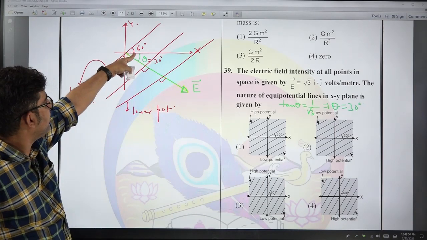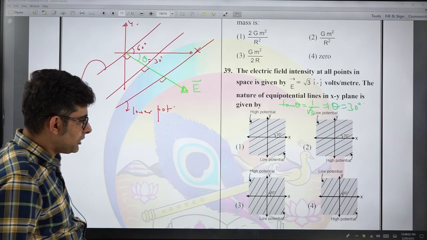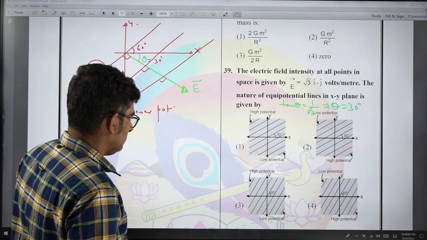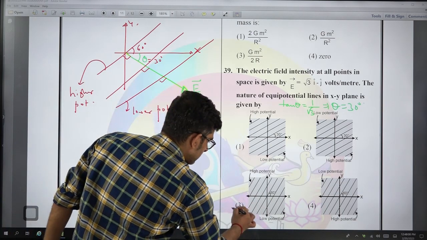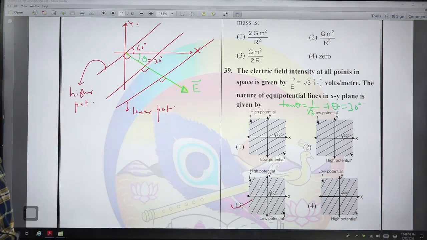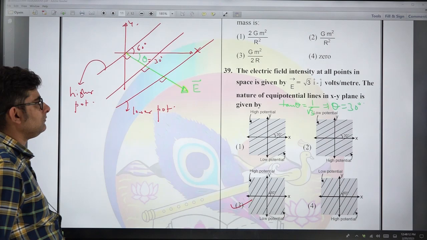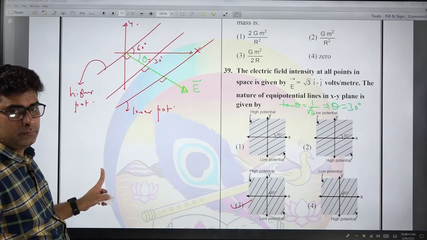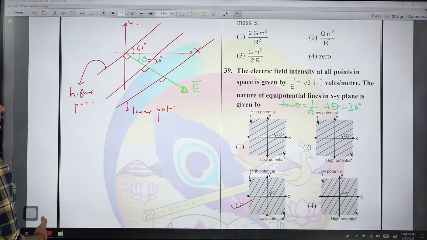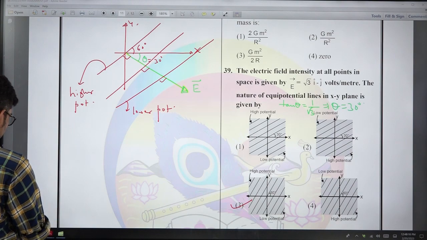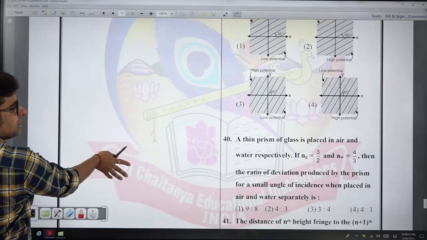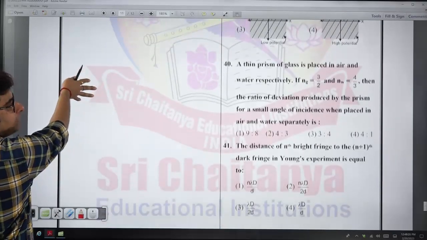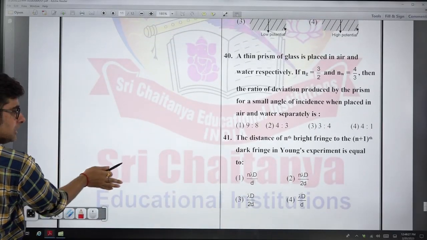And what angle is it making with the x axis? 60 degree. Which option are we seeing? Higher to lower, third option. Okay, clear? So field is always perpendicular to equipotential surface and field is always directed from higher potential to lower potential.